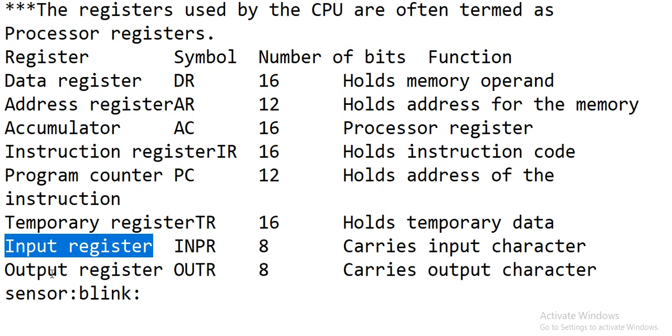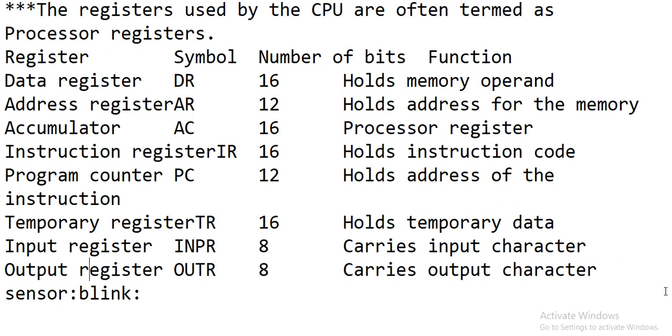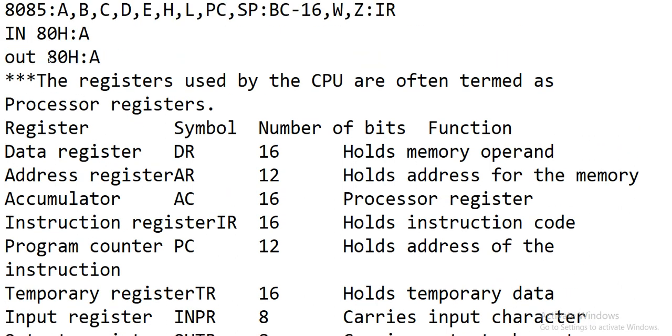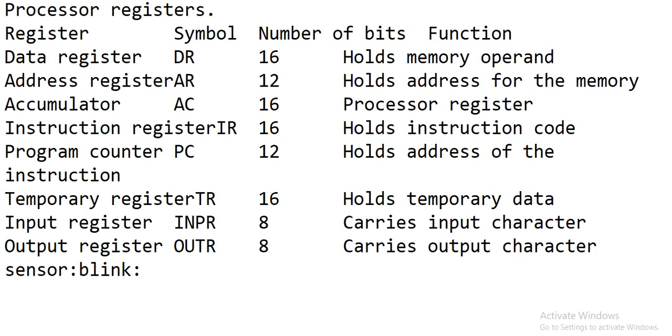Next are the input register, which carries the input character, and the output register, which carries the output character. In 8085 we write the IN instruction with a port address, so the port data will be inside A. Here A is the input register. What is the meaning of OUT with a port address? The accumulator content will be transferred to the port, so here A is the output register. Another example: if we want to send sensor data to an LED, the sensor data is considered to be in the input register, and the LED blinking data is considered to be in the output register.